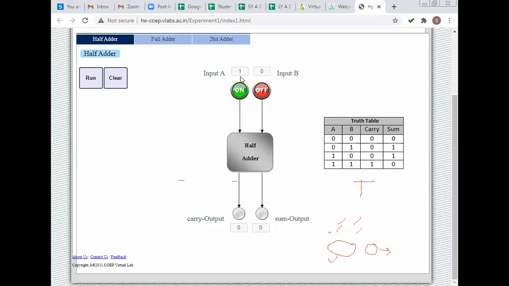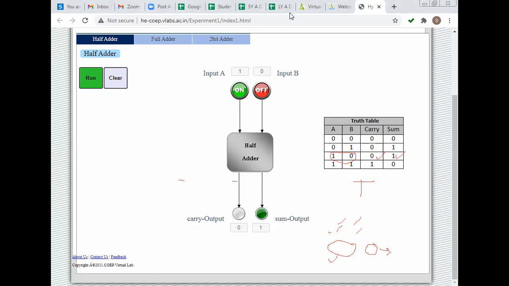What is the output for the 1 0 case? 0 1. Carry 0 and sum 1. Okay, so simply click on the run button. Here is the run button. Click on run button. Sum is 1, right? And carry 0. Check here. Carry 0, sum 1.